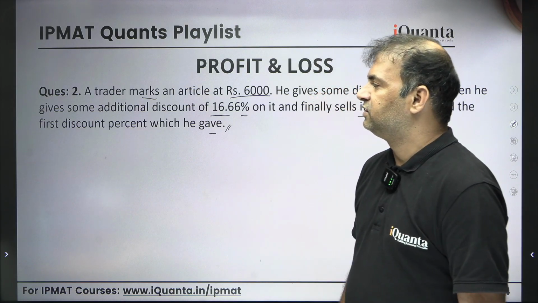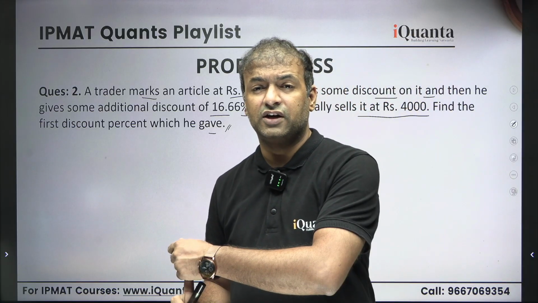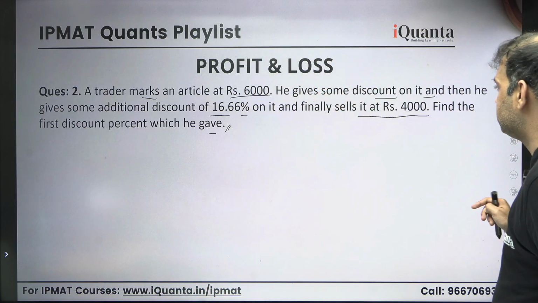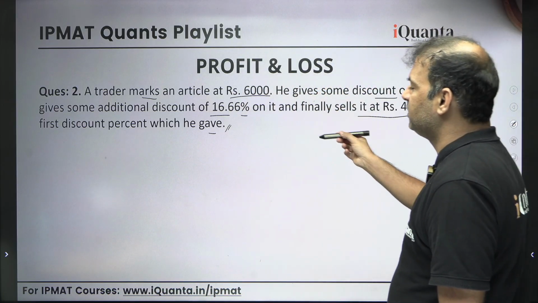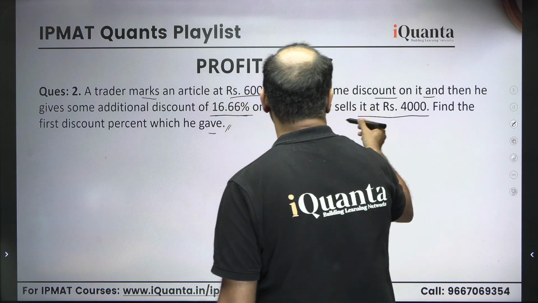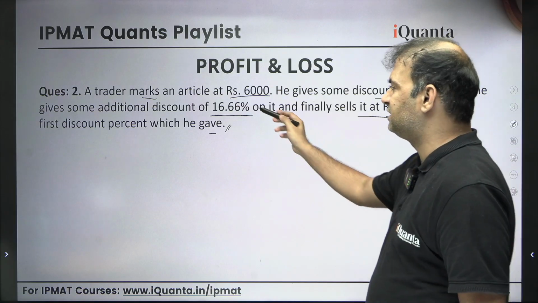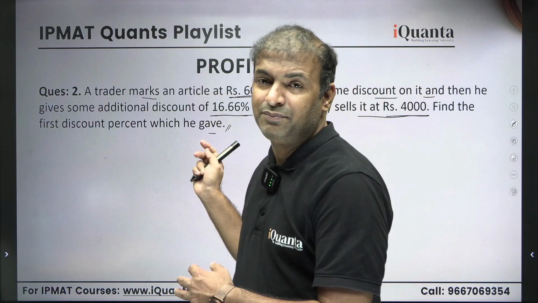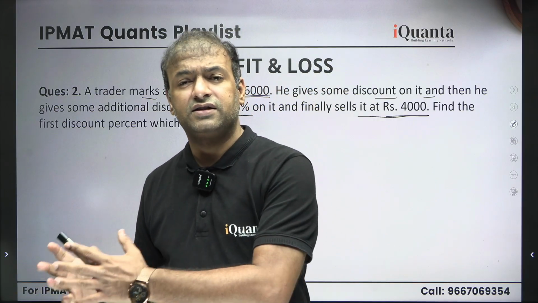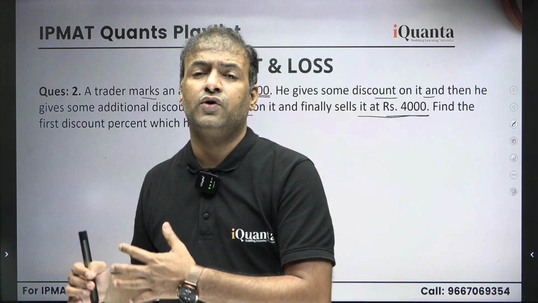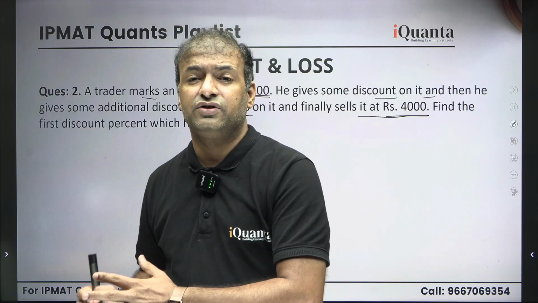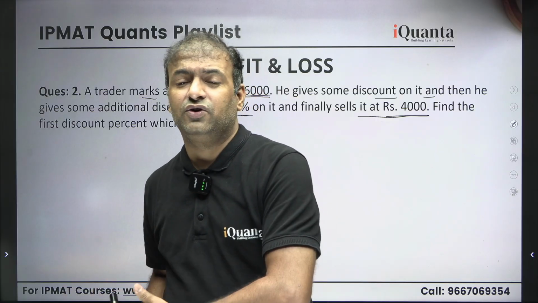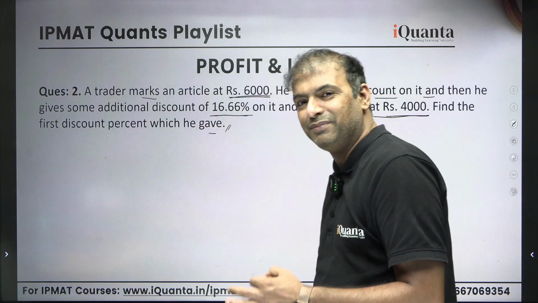Now find out the first discount percentage he gave. So this time we have to find what the discount percentages in the discount series are. The first discount percentage we have to find out, the second one is given as 16.66, and the selling price and mark price both are given. Okay guys, I told you one concept a few slides before, that in a discount series, even if we change the order of the discounts, the final discount or final selling price does not change. So we can use that concept in this question to do this much faster.